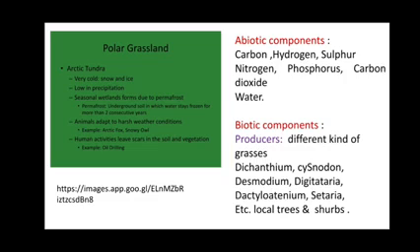Animals adapt to the harsh weather conditions. Examples are Arctic fox and snowy owl. Human activities leave scars in the soil and the vegetation. Here an example is oil drilling. Again, the abiotic components are carbon, hydrogen, sulphur, nitrogen, phosphorus, carbon dioxide and water. Biotic components include different kinds of grasses.